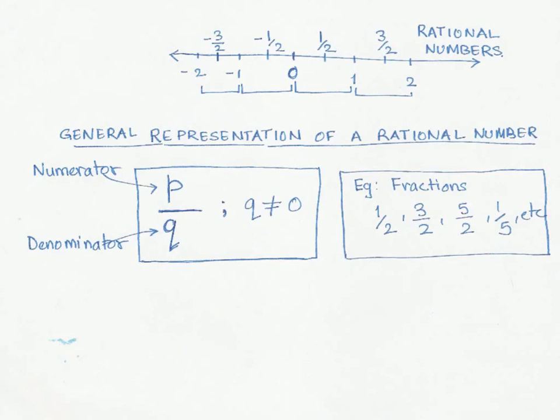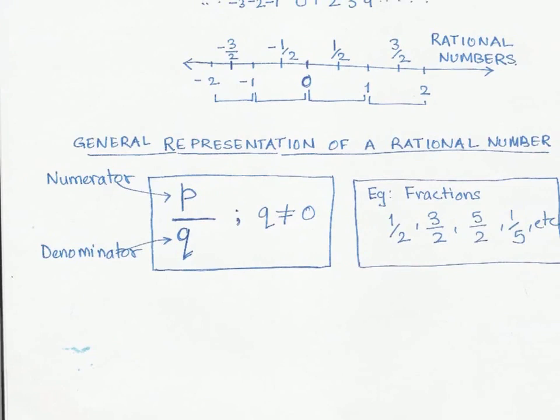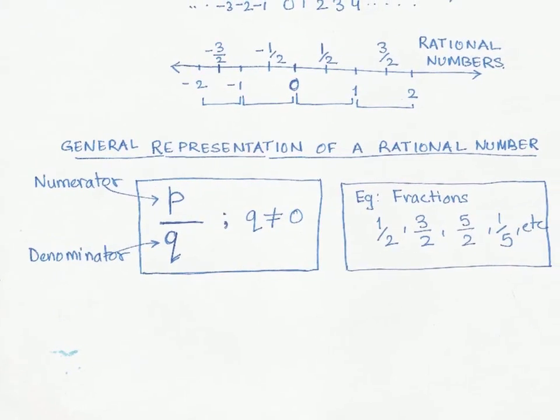So how do we represent rational numbers? So it turns out that there is a general representation of rational numbers. All we do is the rational numbers are represented in the form of p by q. So any number which is in the form of p by q, where q is not equal to 0. Now you are already aware of these type of numbers. Fractions, for example, are rational numbers.